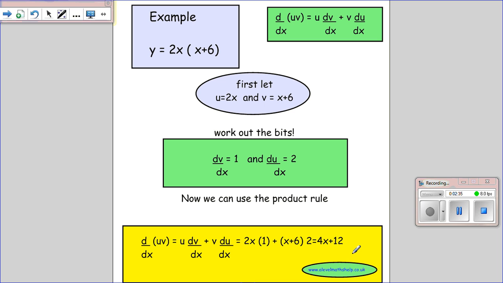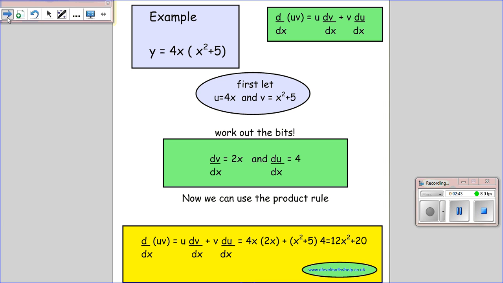So I'll say it once more. I remember that you leave one alone, differentiate the other, leave the other alone, differentiate the first one.